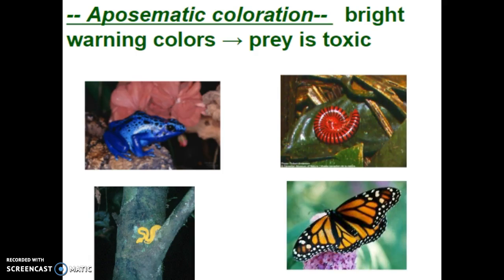Aposematic coloration. These are very bright colors. Aposematic coloration for animals says, do not eat me, I will not taste good. So very bright patterns or colors usually will denote that the prey is toxic.